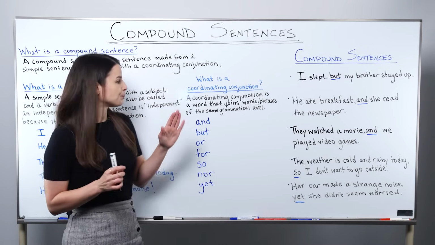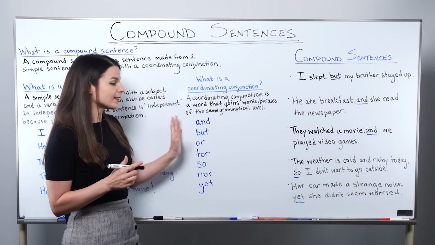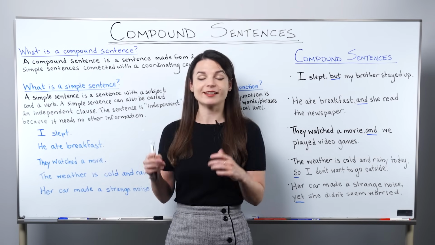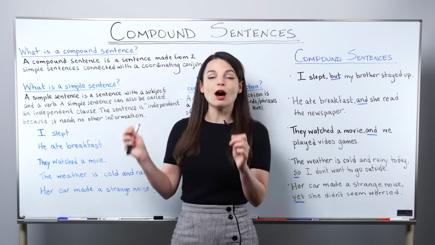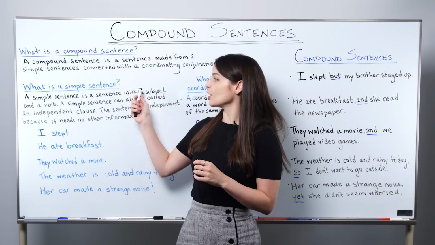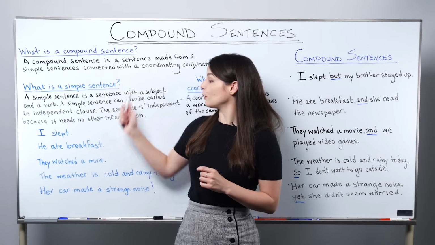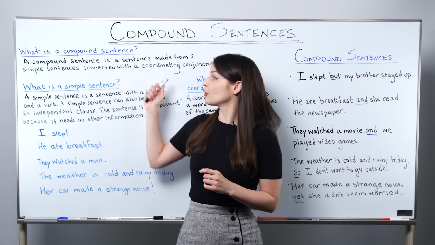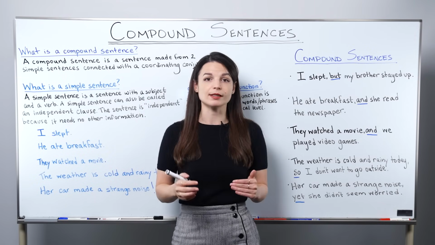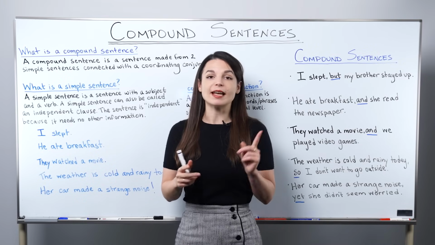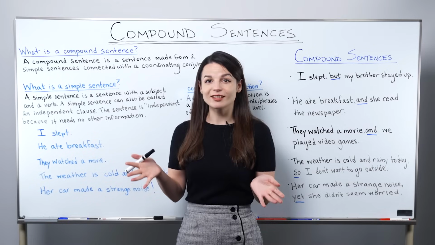Okay? So coordinating conjunctions are used to join two simple sentences. These are the pieces of a compound sentence. So we need to know about both of these in order to create one of these. So let's use this information to create some compound sentences. So that means sentences, again, with two simple sentences and a coordinating conjunction. Let's see what this looks like.